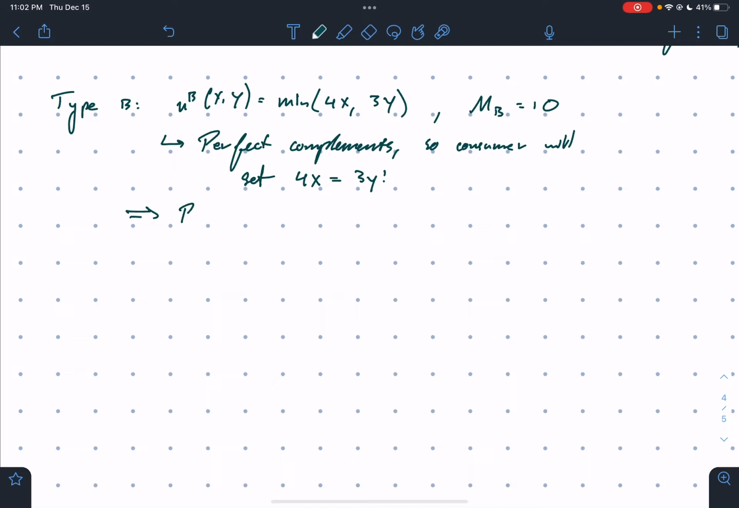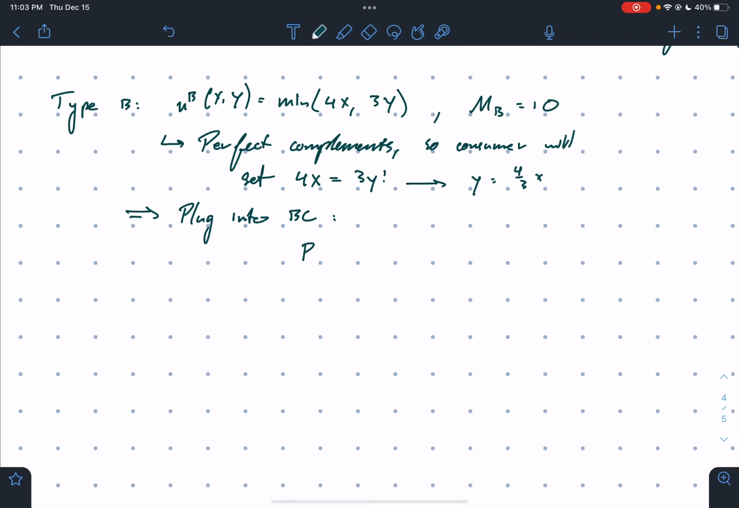We're going to plug this in to the budget constraint. So 4x equal to 3y implies y is equal to 4/3 times x. I just rearranged this to solve for y in terms of x. We'll see why this is useful when I plug it into the budget constraint.